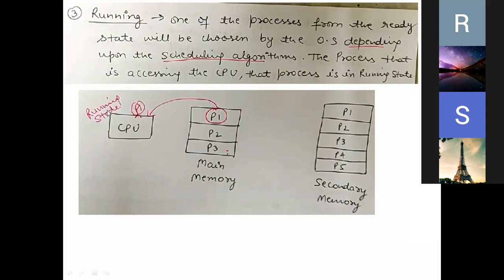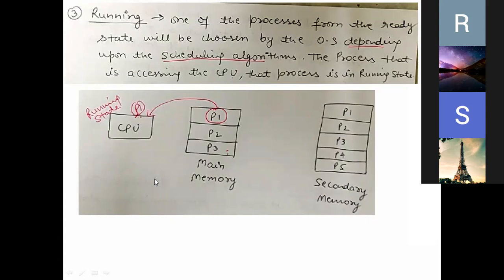You can take the help of these diagrams to better understand the concept. Like in all the process states, here I have made use of simple diagrams where we have the CPU, and the CPU can only access the programs which are present in the main memory or the RAM, and you do have some processes residing in the secondary memory. An example of secondary memory is the hard disk.